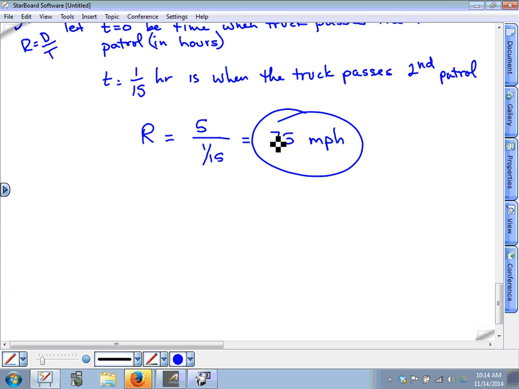You guys, this is just his average speed. But according to the mean value theorem, isn't there a point between the endpoints where the instantaneous speed is equal to the average speed? So we don't know exactly where it was, but at some point he was traveling 75 miles per hour between the two patrol cars, so he exceeded the speed limit, right?